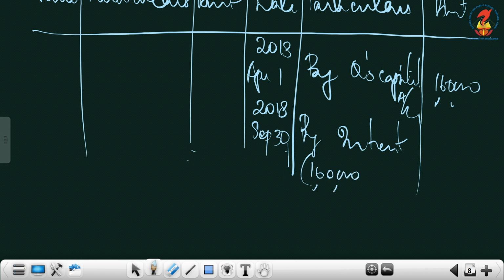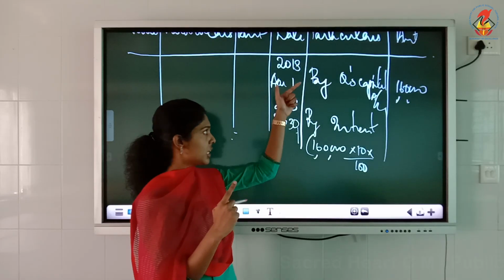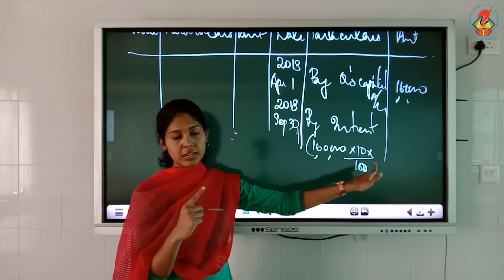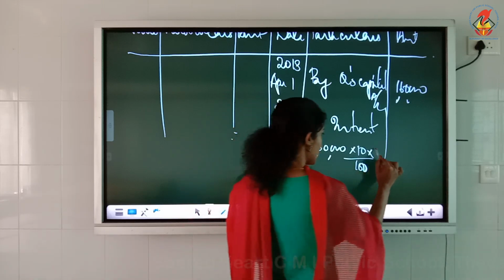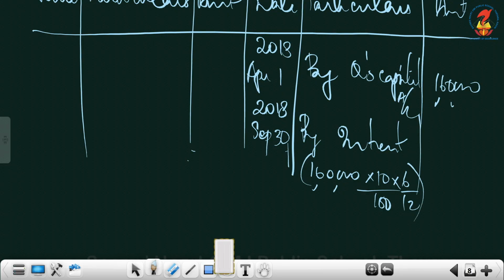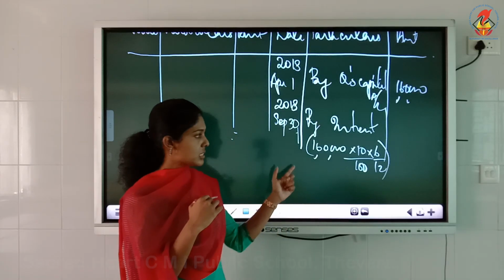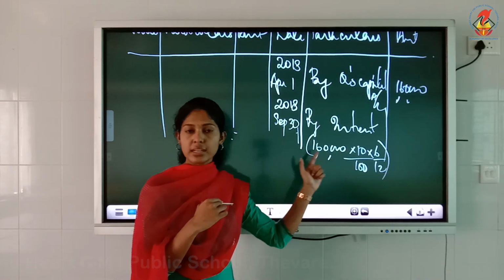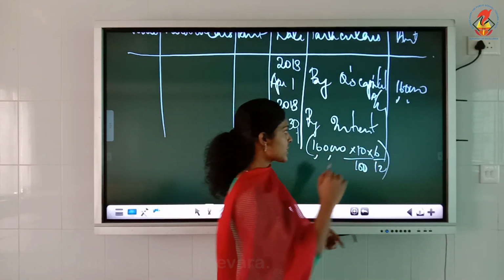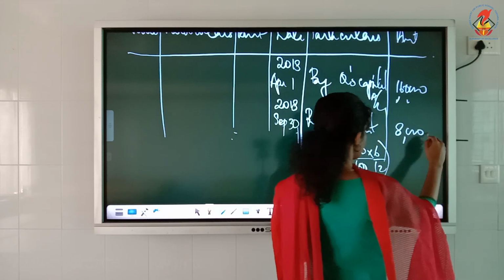So 1,60,000, what is the rate of interest here? Here also it is 10%, but you must remember one thing, you should consider the time period, because here after 6 months you are paying the interest or you are providing the interest. So consider that time period of 6 months. So 1,60,000 into 10%, that is 16,000. Half of 16,000 will be 8,000.